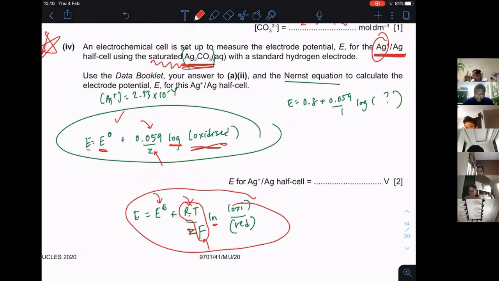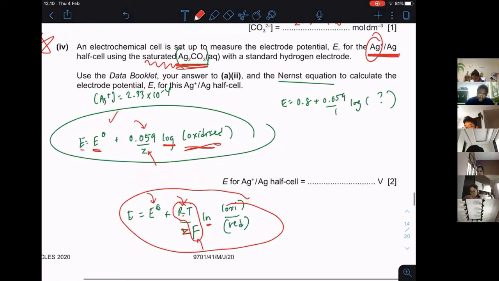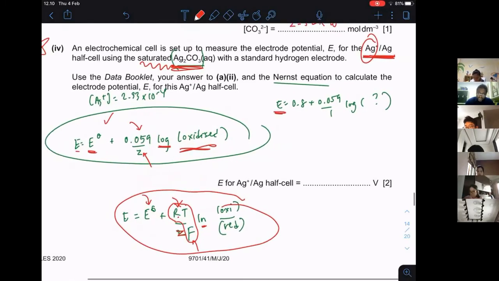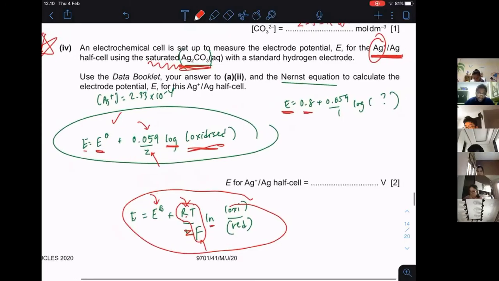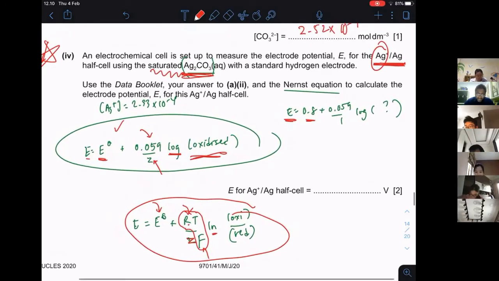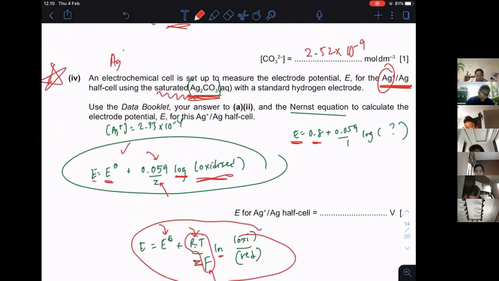So here I want to use this equation. If I want to calculate the E cell, which is 0.8, this one you look in your data booklet, you will notice that for Ag+ plus an electron to give you Ag, the E value they have given is 0.8 volt. It's given from the data booklet. So I put 0.8, and then plus, do remember this involves 1 mole of electron, so this is going to be 1, 0.059, I just put log, and then the oxidized version.